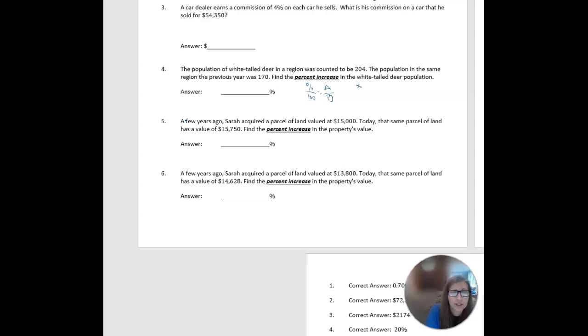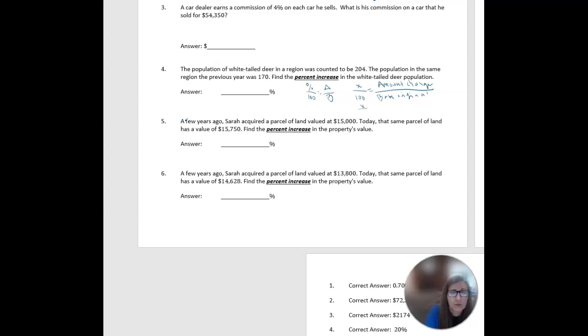Okay, find the percent increase. We don't know the percent increase, so we put an X on the top. Now, they're talking about how much it has changed. How much has the white-tailed deer population changed? You do not put 204 on the top. You do not put 170 on the top. This is where things get confusing. So what you need to do is A is the amount changed. It's the amount that the population of the deer changed. And your base, still your base, is the original number in this particular problem of deer that you started with.